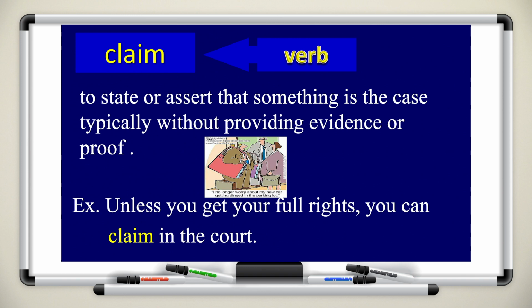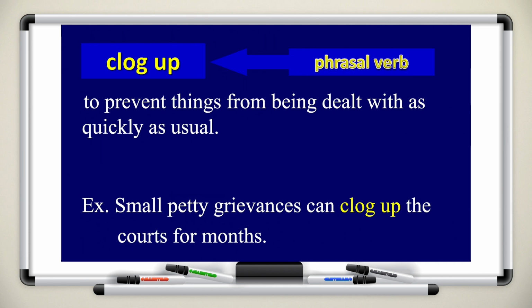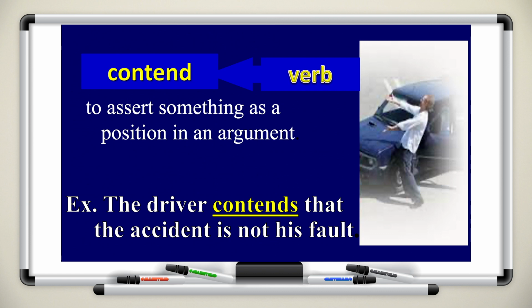Claim. Claim is to state or assert that something is the case. Example, unless you get your full rights, you can claim in the court. Clog up. Clog up means to prevent things from being dealt with as quickly as usual. Example, small petty grievances can clog up the courts for months. Contend. It's to assert something as a position in an argument. The driver contends that the accident is not his fault.